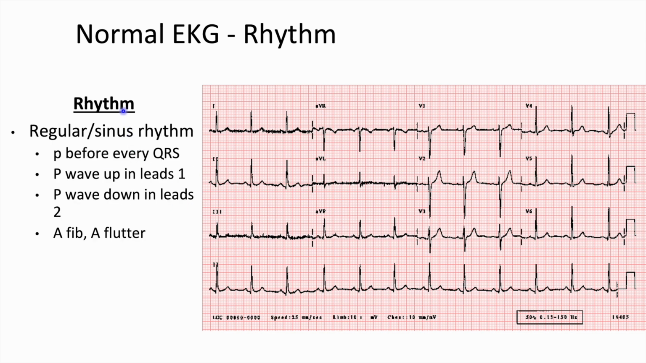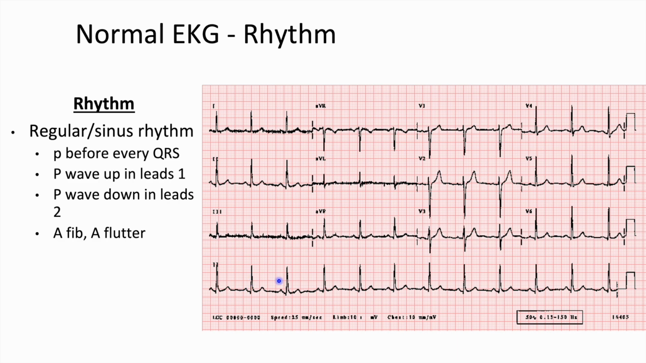Rhythm. When you're looking at rhythm, you want to first determine, is this a regular rhythm, like a sinus rhythm, meaning is it coming from the SA node? The way you want to do that is you need to determine, is there a P wave before every QRS complex? So is the P wave, the SA node, sending signal to the ventricles to contract? And then you also need to make sure that it is coming from the SA node and not from some different location. And so first you can check, is there a P wave before every QRS?